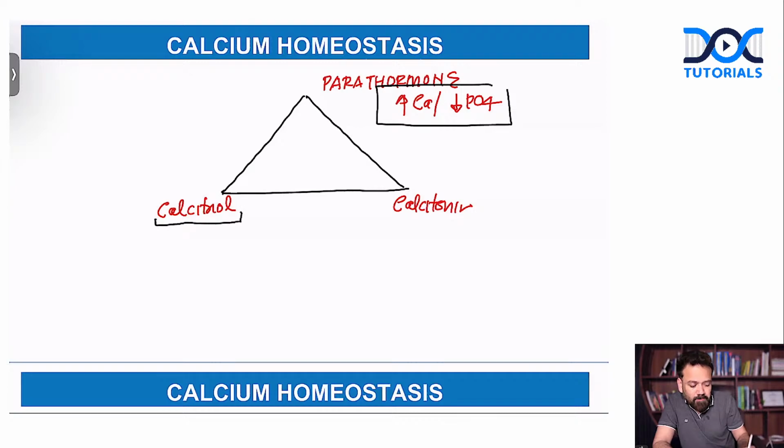Vitamin D3 active form is calcitriol. It is the active form of vitamin D3. This is not only increasing the calcium, but also increases the phosphate.